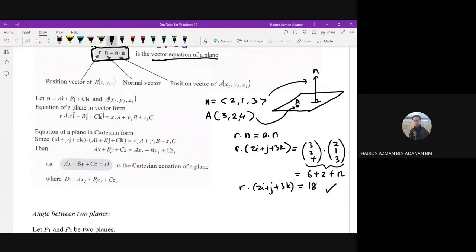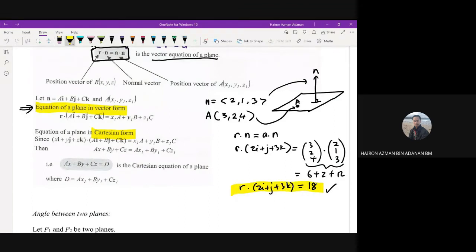This one we call the equation of plane in vector form. Same as the equation of line, it has three forms, right? Vector, parametric and Cartesian. For a plane, it has two forms: vector or Cartesian. So vector, this one is settled. This one is in vector form.